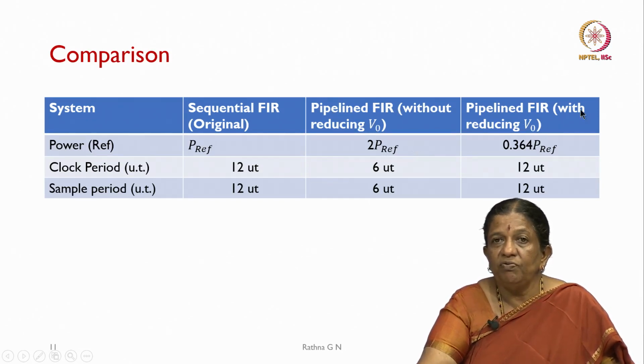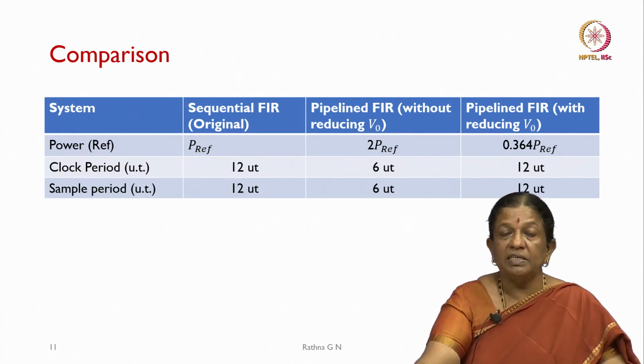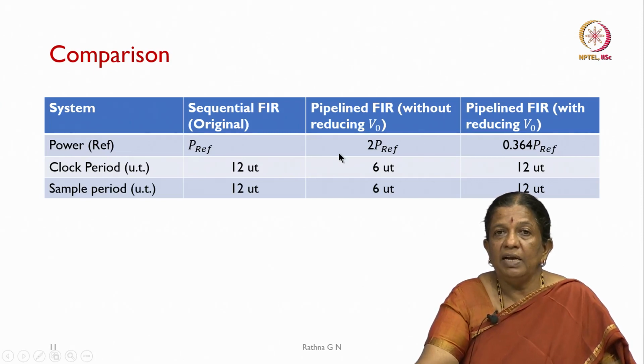And then in the case of reduction in the voltage, it becomes 0.364 times the power consumed with respect to the reference. And the clock period unit of time we are assuming: here in the original it is going to take 12 units of time, because the multiplier is 10 units and the adder is 2 units, which is 12. And in the case of the pipeline, it will be taking 6 units of time.